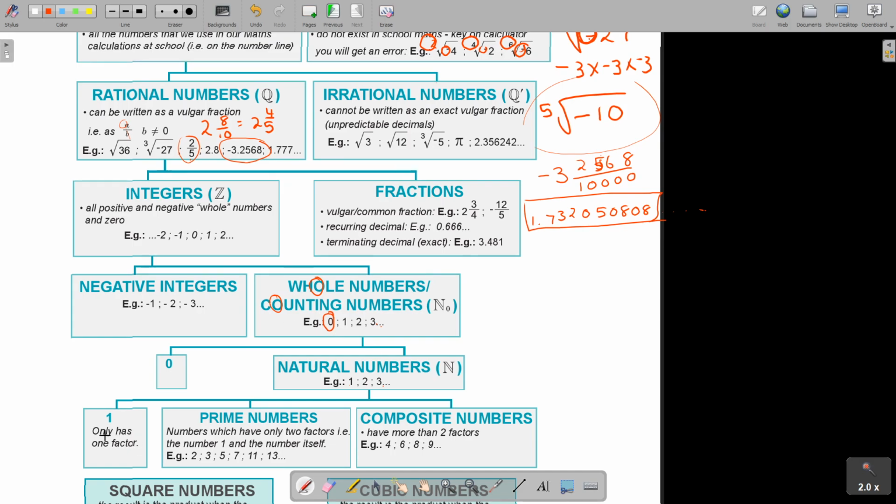And then you have the number that only has one factor, which is 1. And then prime numbers. Now what are prime numbers? Prime numbers only have two factors, the number 1 and the number itself. So it's only 1 and 2, 1 and 3, 1 and 5, 1 and 7, 1 and 11, 1 and 13. But not 15, not 14. The next one will be 17. The next one will be 19. Those will be prime numbers.